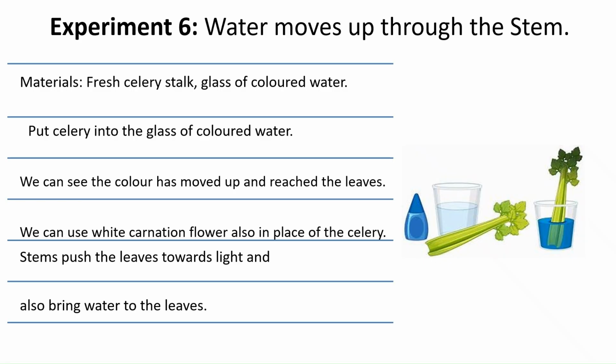Experiment 6. Water moves up through the stem. Materials are fresh celery stalk, glass of colored water. Put celery into the glass of colored water. We can see the color move up and reach the leaves. We can use white carnation flower also in place of the celery. Stems push the leaves towards light and also bring water to the leaves.